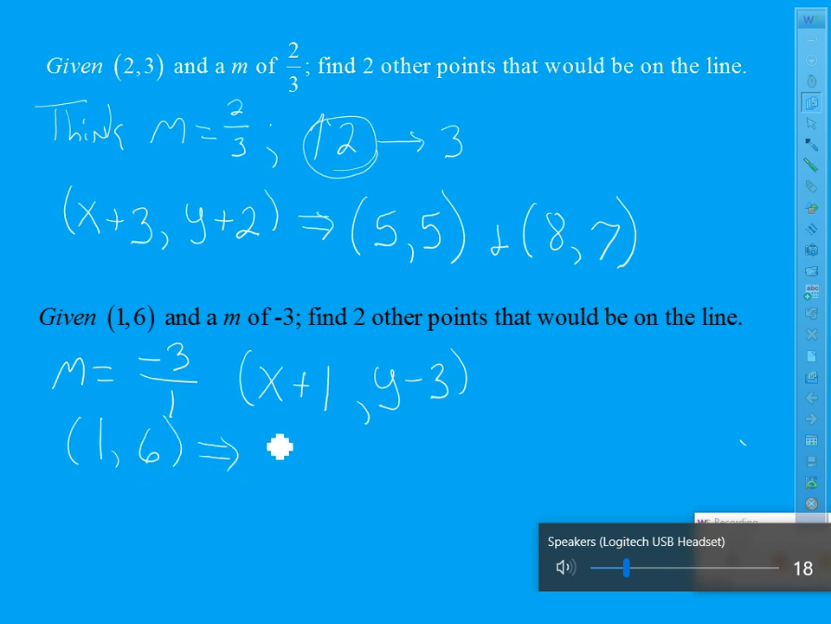So one possibility would be 2, 3. If I did that again, another possibility could be 3, 0. So there's just naming some additional points.